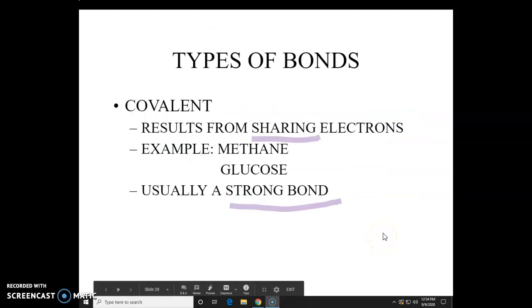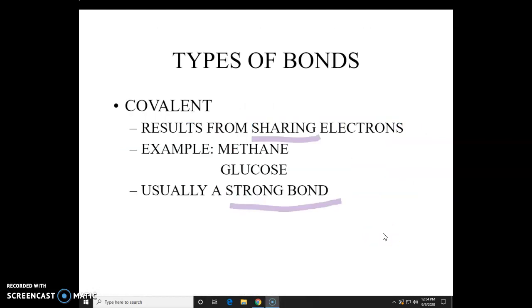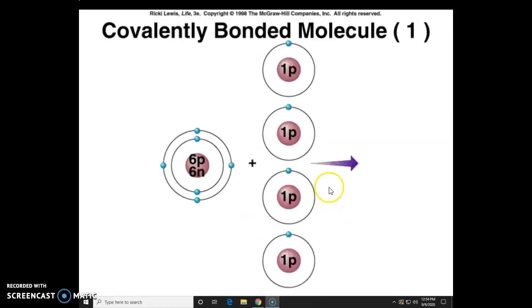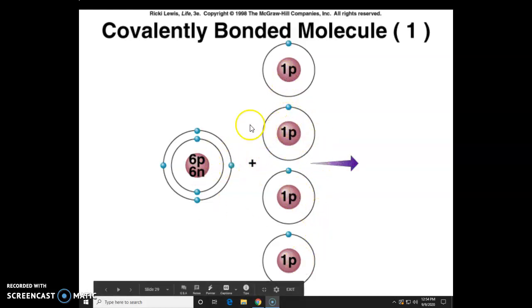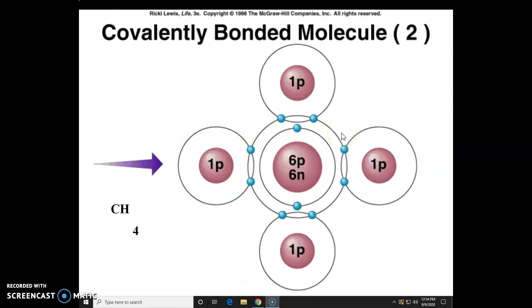The second type of bond is a covalent bond, and it results from sharing. And you remember that by co-chairman, co-captain, cooperate, share. Covalent means to share, and it's usually a very strong bond. And here we have carbon, and it's going to bond to each of these hydrogen atoms because the 4 will join in with it.